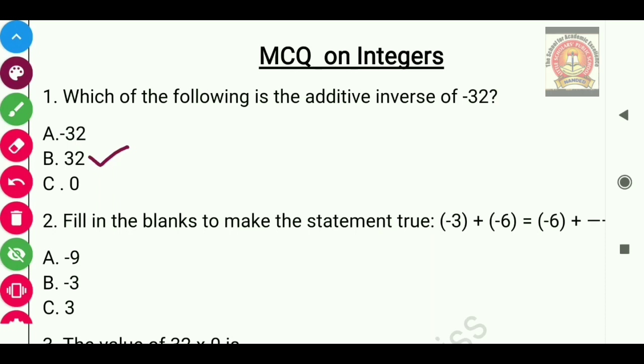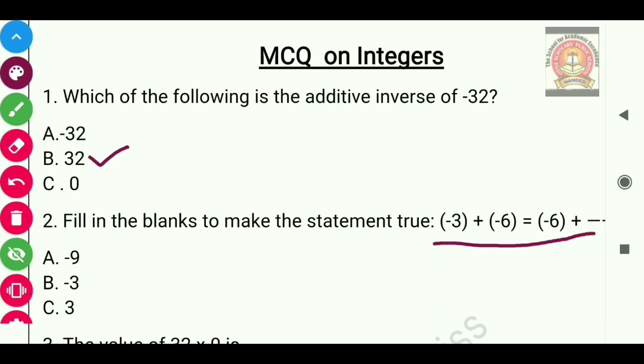Now moving to the next, second question. Fill in the blanks to make the statement true. Your statement is minus 3 plus minus 6, which is equal to minus 6 plus a dash.